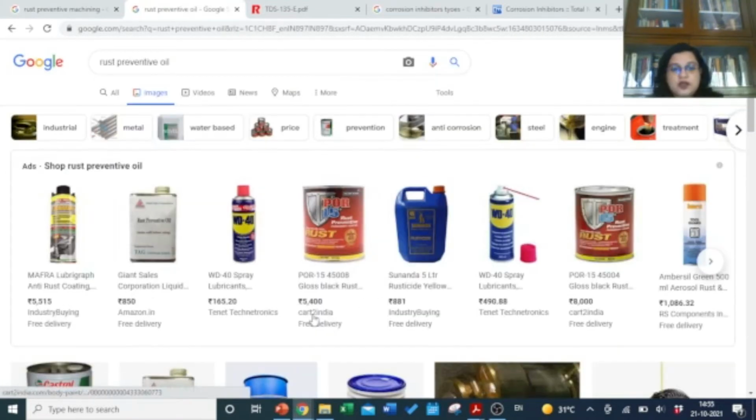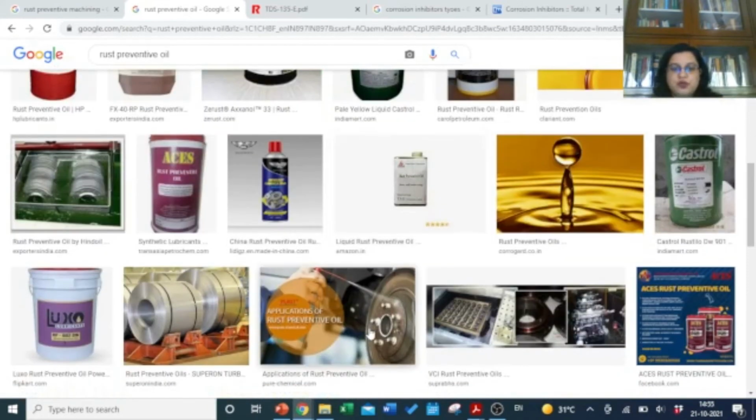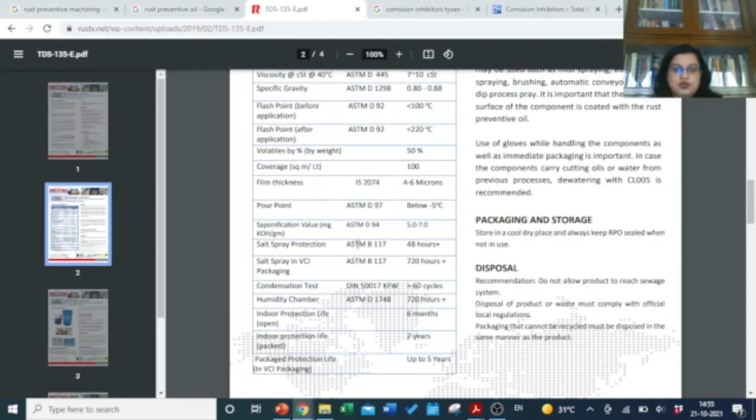Now, rust preventive oils are a lot in number. So, it is not really easy to pinpoint that this is good and this is bad, and that is why it is best to go to their compositions and their TDS. When we look at the TDS, we see the different properties, and here you can see they have these physical conditions, such as salt spray, condensation and humidity. These are the quantities which will tell you that if you use this particular rust preventive oil, corrosion will happen after 48 hours, or after 720 hours, or the corrosion and condensation test will show it after 720 hours. So, these indicate after how many hours it will occur.